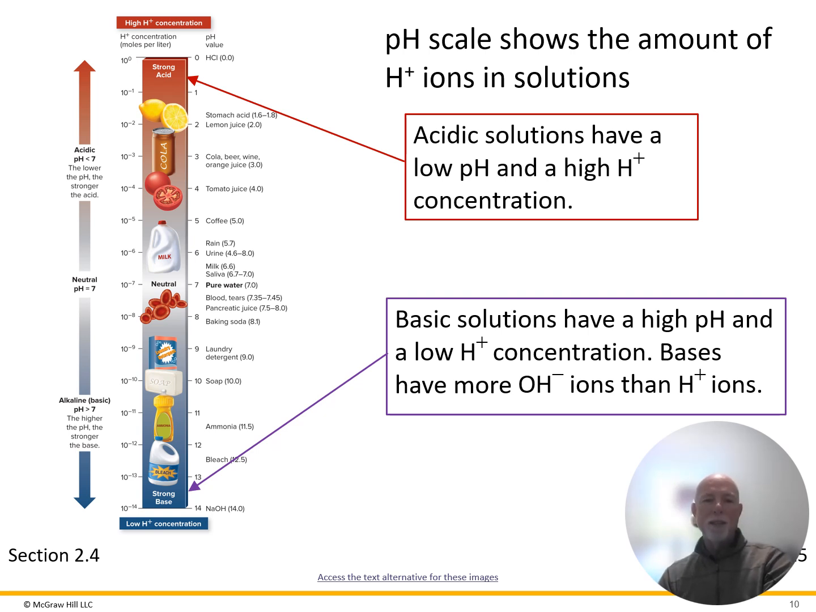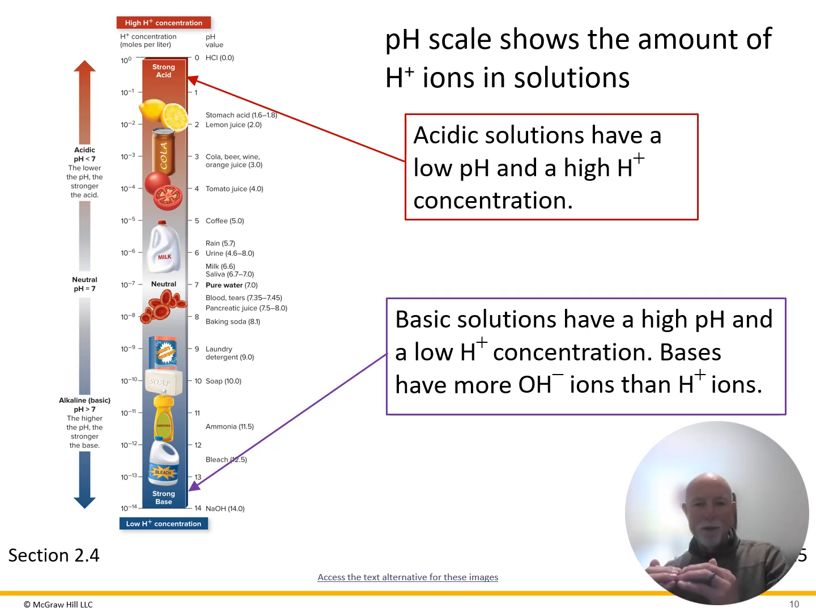It ranges from 0 to 14. Higher numbers, even though we're going down here, higher numbers are basic solutions. Lower numbers are acidic solutions. You know this from common social media or just media. You tend to know what are acidic things and what are basic things, and you kind of know what's in the middle, what is neutral. Just plain water is about 7.0. That means there's not really a negative or a positive charge to the solution.